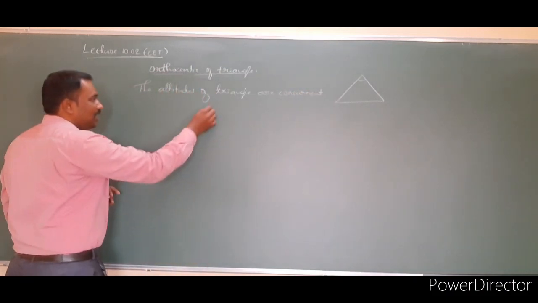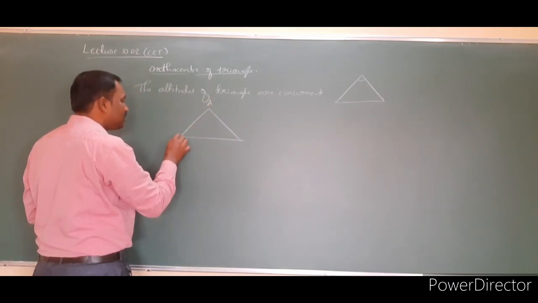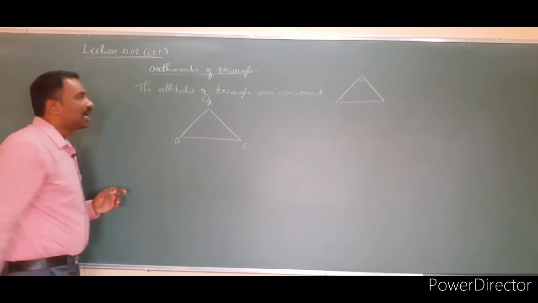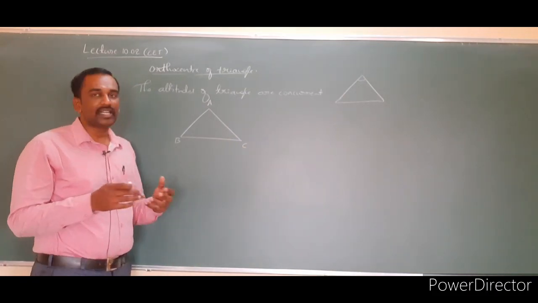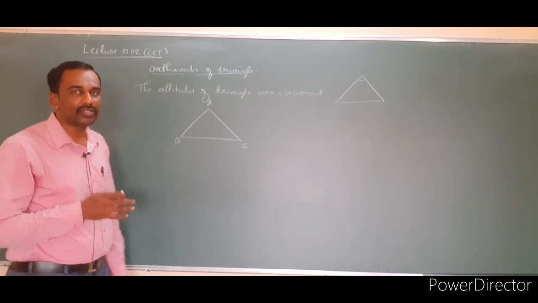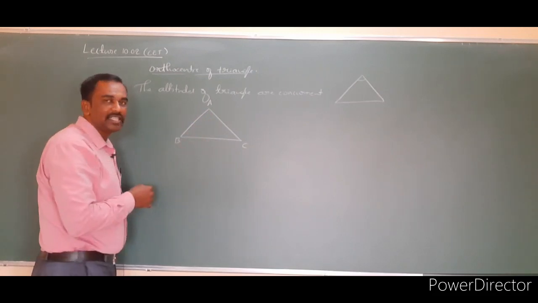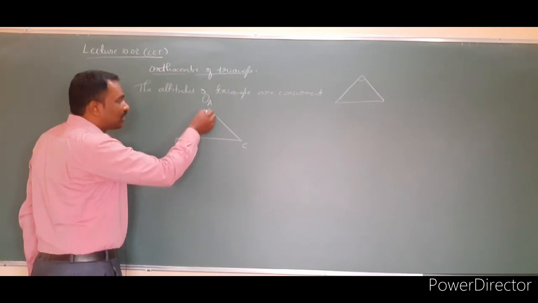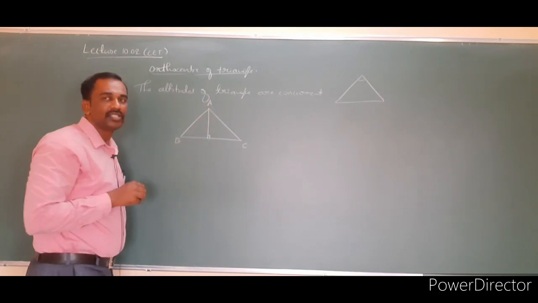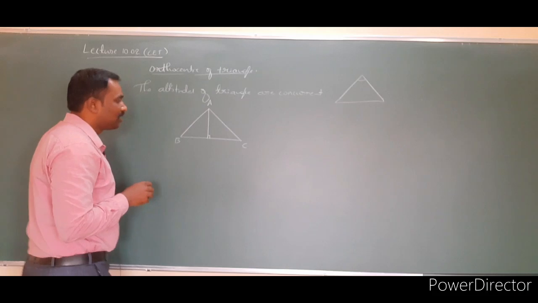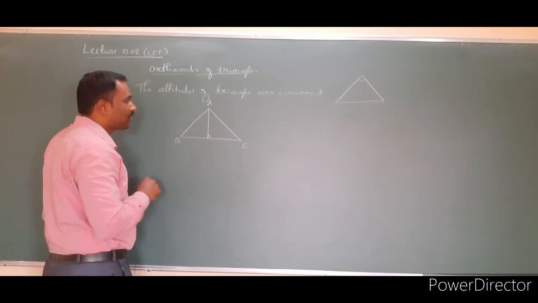So suppose any triangle is there. Suppose this is the triangle ABC. Now we need to discuss the orthocenter. What is meant by orthocenter? It is the point of intersection of the altitudes of the triangle. Where is the altitude? The altitude from angle A is the line that passes through the point A and is perpendicular to the opposite side BC.